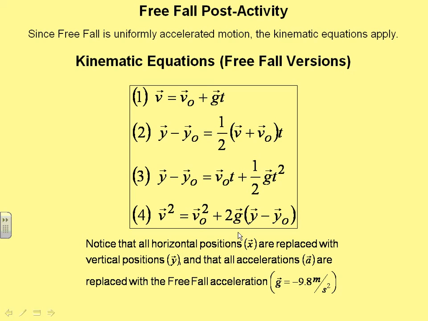And we know automatically, it's just one of the givens in any free fall problem, that g stands for negative 9.8 meters per second squared. Negative because it always acts downward. Why does it act downward? Because gravity acts downward.